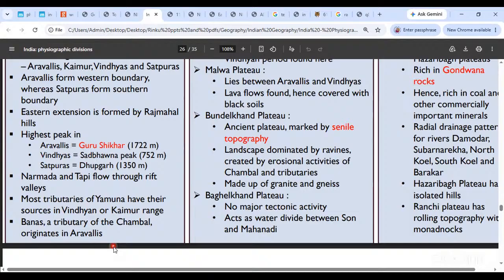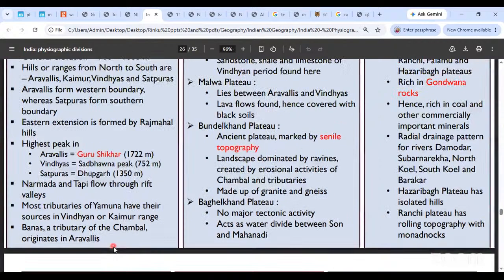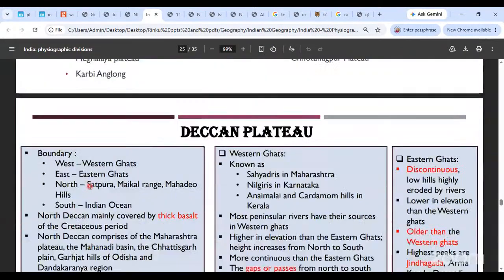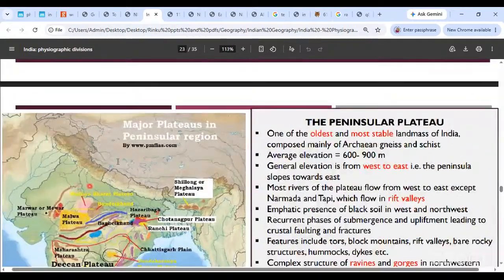But remember that usually when you talk of plateaus or physiography, sources of rivers and their drainage patterns also become a point of contention, a point of discussion. Now you go to all of these 3-4 plateaus that we have heard of. Marwar plateau से शुरू करते हैं, the closest to the Aravallis. I'll show you these plateaus all over again, so you're not confused.